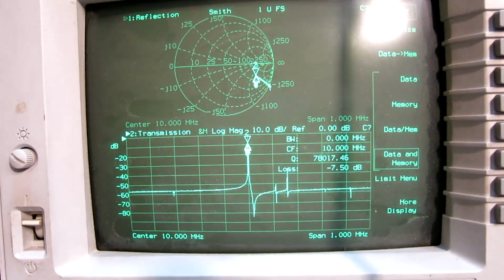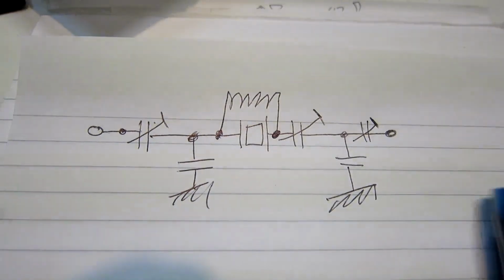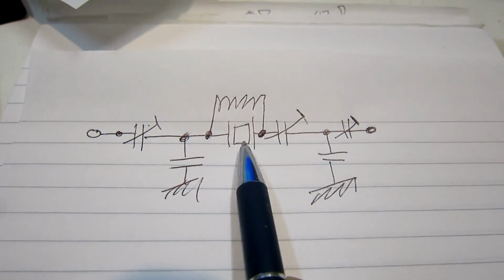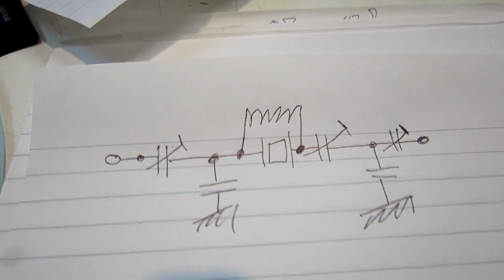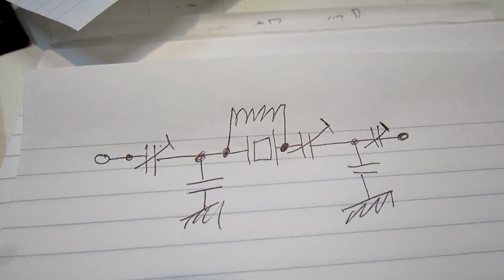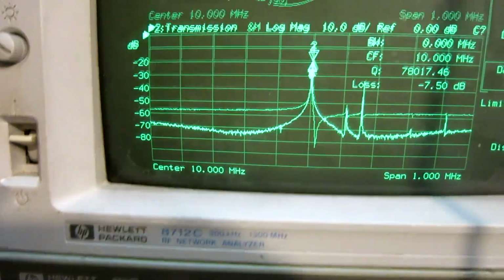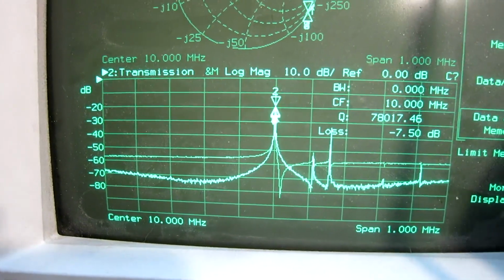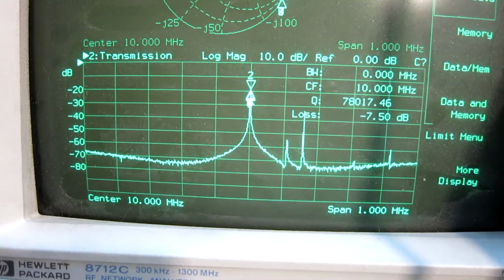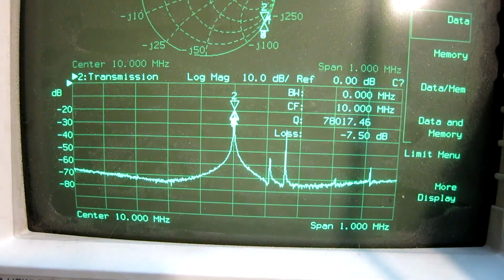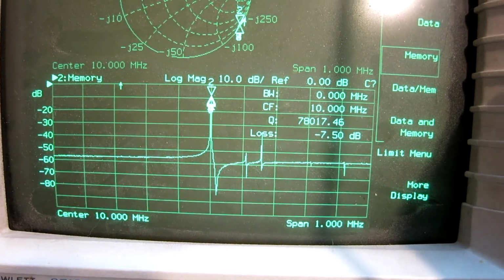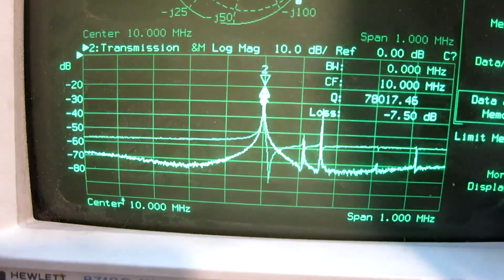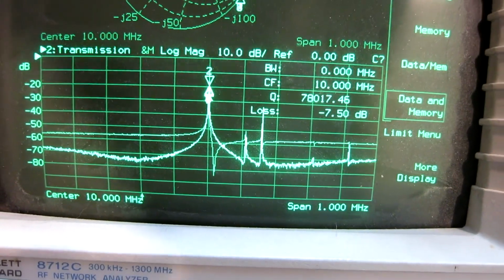And now I will make a small change. An inductor in parallel with the crystal will balance the parasitic capacitance at some specific frequency. And by selecting the optimum inductor, I can get a result like this. So this is data now, and this is what I had without the inductor. And here are both of them. I don't know how well it is visible.